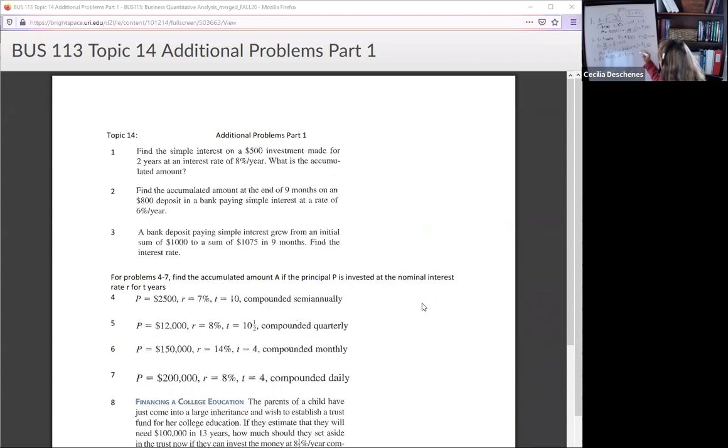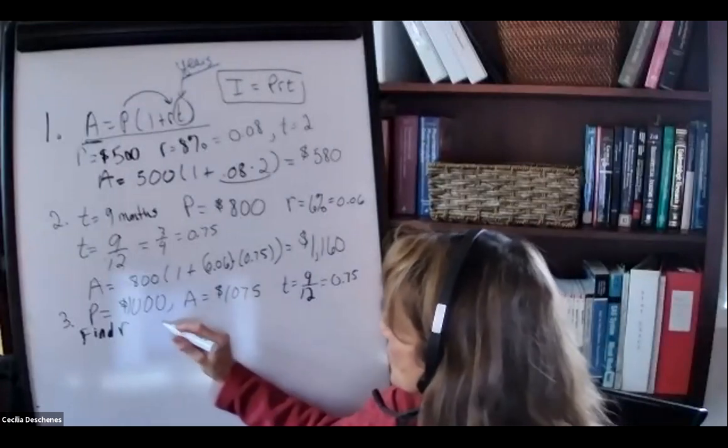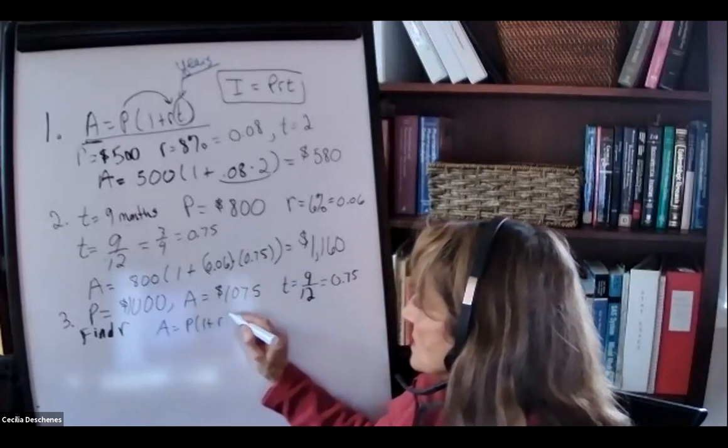in 9 months. Our time is given as 9 months, and we know that has to be converted to years. 9 months out of 12, we just did it in problem number 2, and we know that's 0.75 or 75% of a year, 3/4 of a year. We want to find the interest rate, so in this problem, we're told to find R. It's a little different than the last problem. We're going to still use our simple interest formula, A equals P times 1 plus RT.